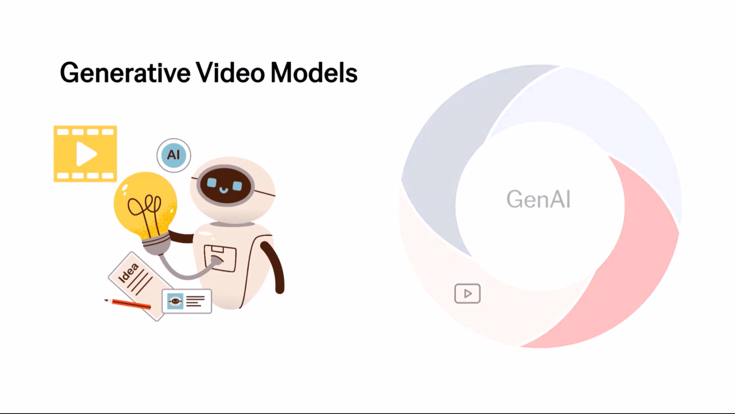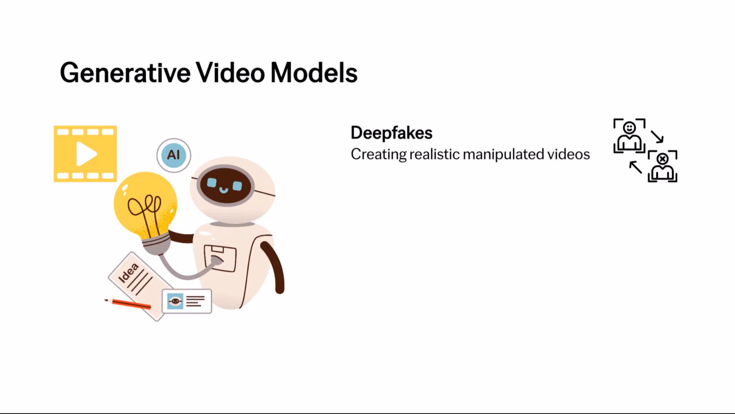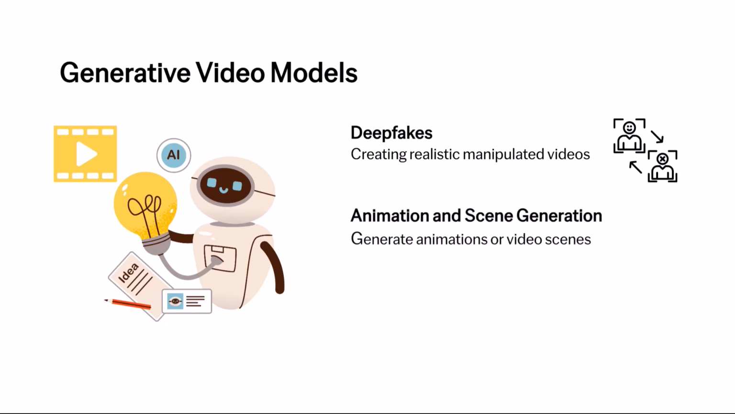Generative video models synthesize new video content, often from textual or image prompts, enabling high-quality and creative visual storytelling. This includes deepfakes, leveraging GANs, that is, generative adversarial networks. These models create highly realistic manipulated videos, often used in entertainment for computer-generated imagery, known as CGI, or in media for historical recreations. Animation and scene generation models generate animations or complex video scenes based on brief prompts or descriptions.